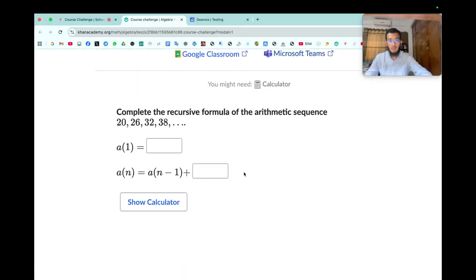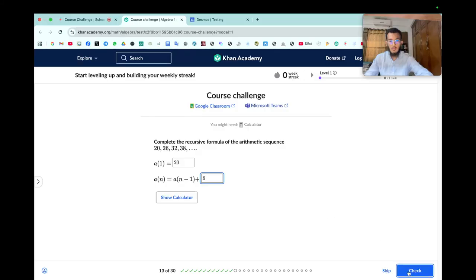Complete the recursive formula of the arithmetic sequence. So first term is 20, as we can see here, and here we do the common difference, we add the common difference, which is 6. 26 minus 20, so there we go.